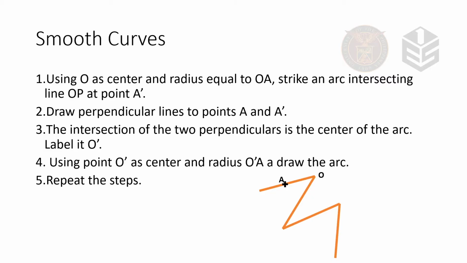Then draw perpendicular lines to points A and A prime. The intersection of the two perpendiculars is the center of the arc that we're going to draw later. Label it as point O prime. Using point O prime as center and radius O prime A, we draw the arc. Then repeat the steps on the next angles.